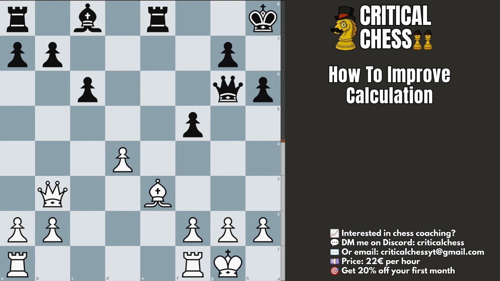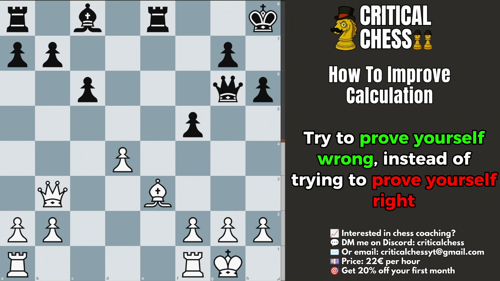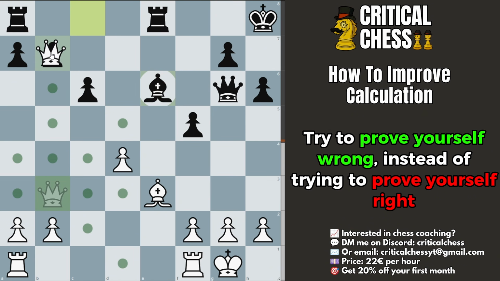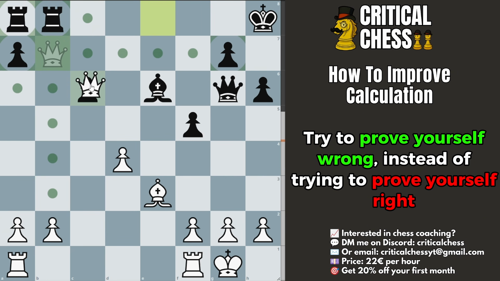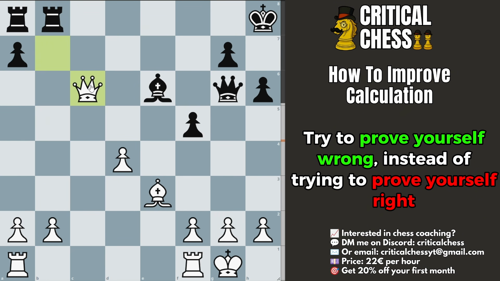Next up, what I want to talk about is that whenever you're calculating, instead of trying to prove yourself right, try to prove yourself wrong. So what I mean by that is, let's say black plays this move, bishop to e6, for example. And in this case, okay, you see that you can take this pawn on b7 right here. And you calculate to yourself, let's say my opponent, if he moves this rook, then I take this pawn. And if my opponent moves this rook, then I take this pawn, and wow, so great. Now I'm in a much better position.